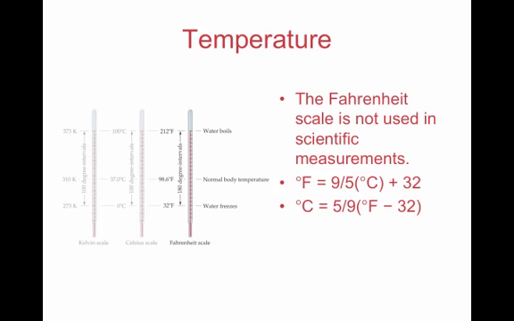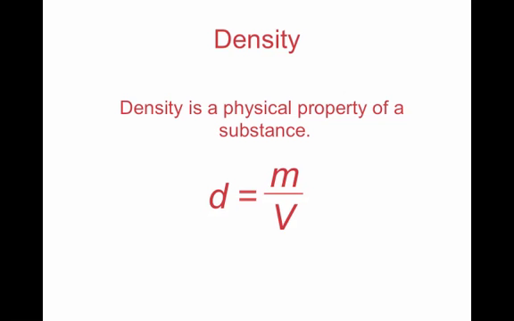Now, let's talk about a derived unit. Derived units are formed from the base units. So volume is a derived unit because we use 3 length measurements, and density is another derived unit. Density is used to characterize substances. Density is defined as the mass divided by the volume. Typically, we use grams per cubic centimeter or grams per milliliter for solids and liquids, or if we're working with gases, we use grams per liter.